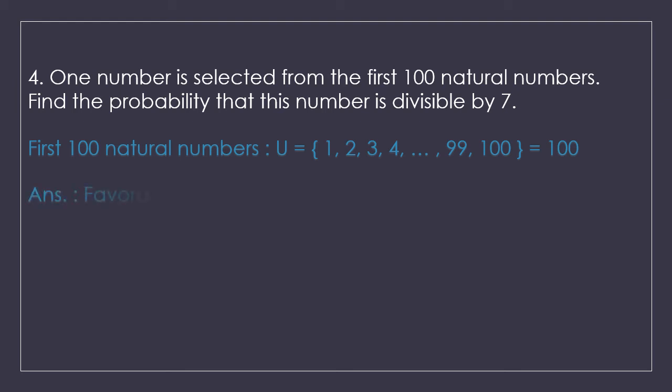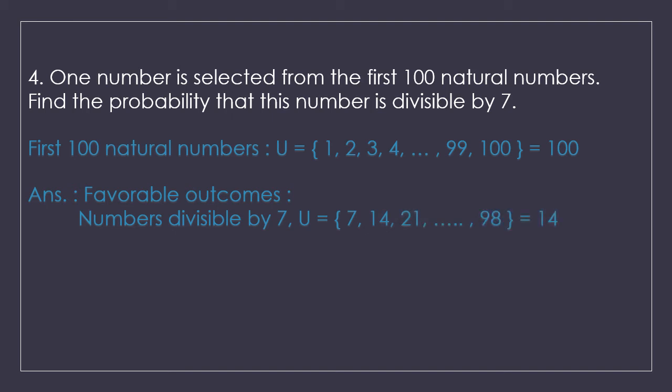Now the question here is we need to find numbers divisible by 7. So just read the table of 7, that is 7, 14, 21 up to 98. Now when you divide 98 by 7, you get 14. So total number of favorable outcomes here are 14. So when you find the probability, 14 upon 100, when you divide both by 2, you get 7 upon 50. So that's the probability that when you select a number out of 100, you will get it divisible by 7. So the probability is 7 upon 50.